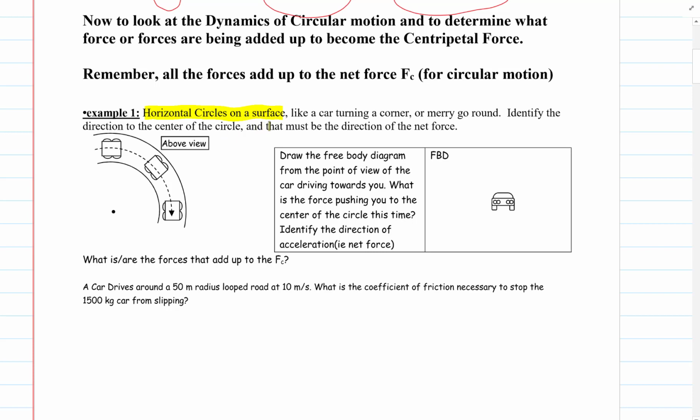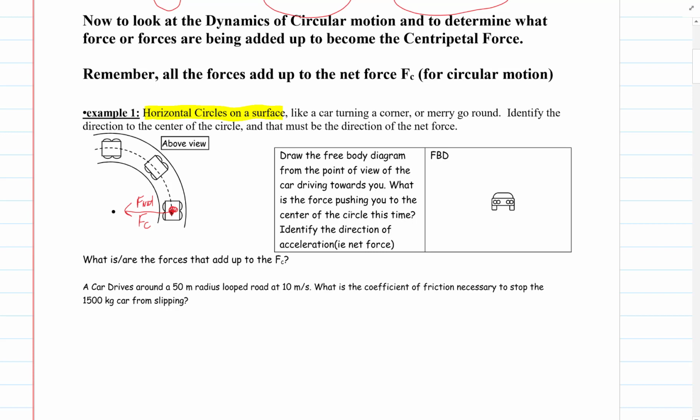And remember, the direction of the net force must be towards the center of the circle. So we're going to look at this point here, and the net force has to be towards the center of the circle. So we call that FC. Okay, we won't put that in our free body diagram. Here's the car headed towards us. So here it is, a free body diagram from the point of view that the car is driving towards you.